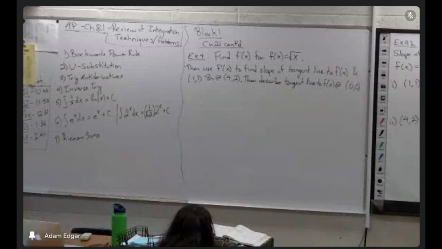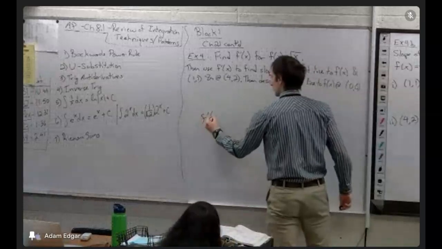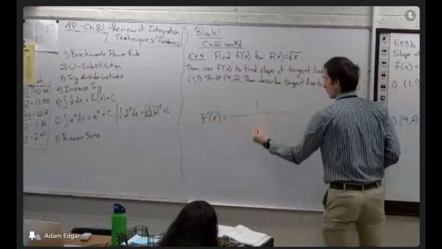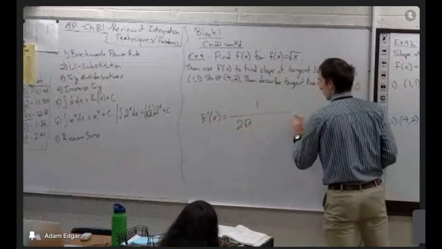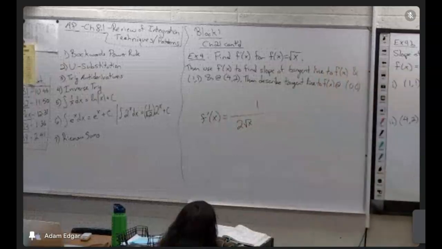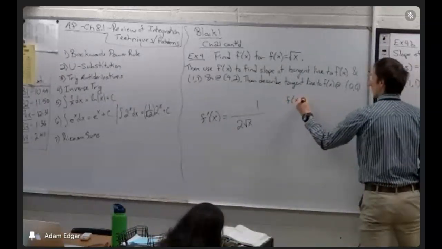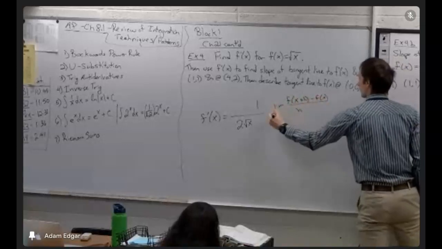All right, so what are we getting for f prime of x? Does anybody have an answer? 1 over 2 square root x. Does anybody want to go through getting there? Yes, okay. So we set up f of x plus h minus f of x all over h, and we're taking the limit as h goes to 0.